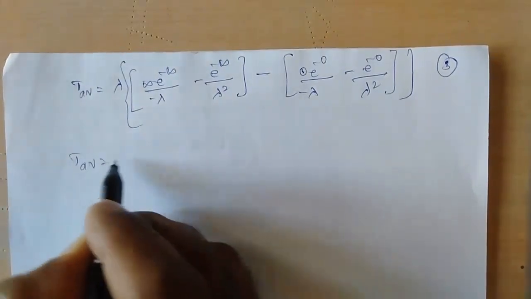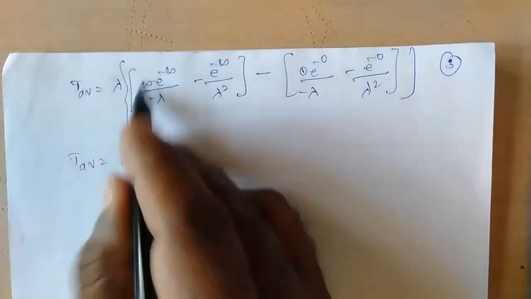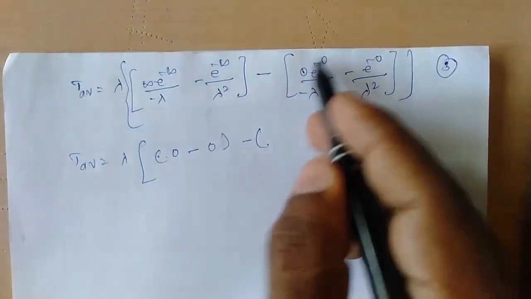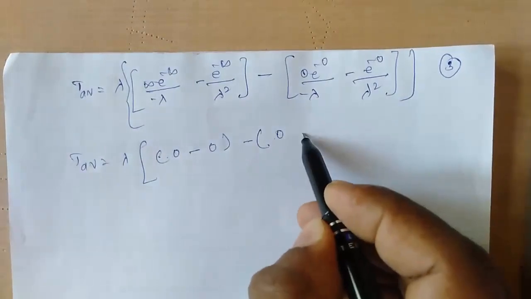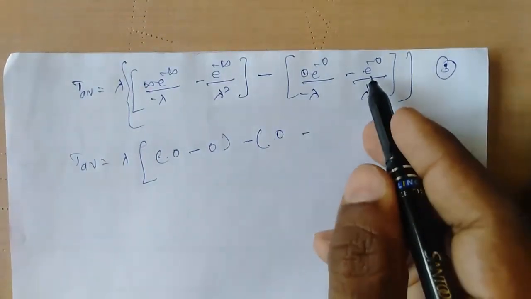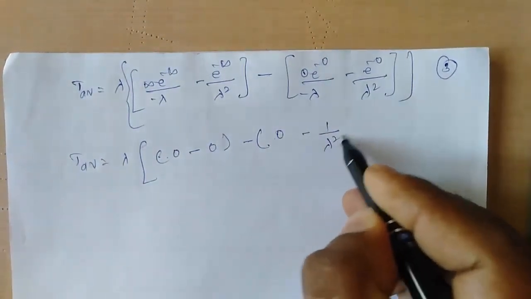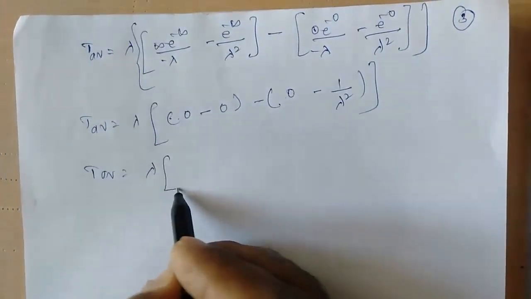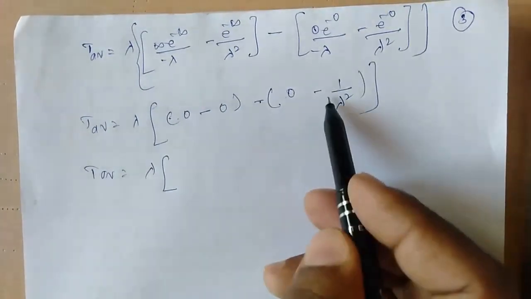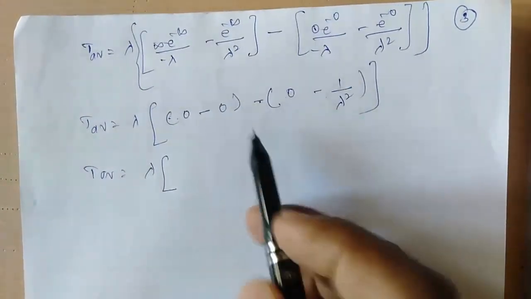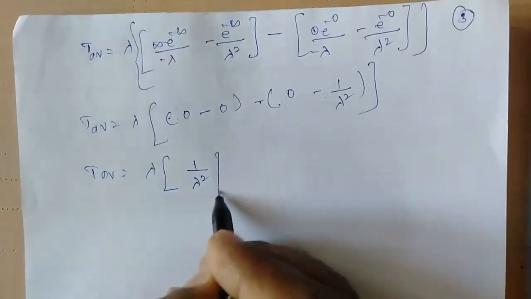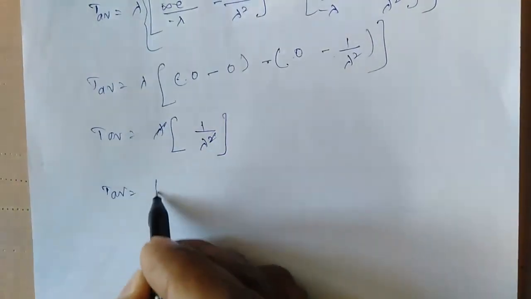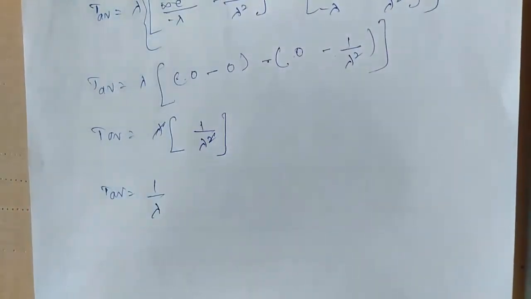If I simplify this, here we get the value as 0, here also we get the value as 0, minus this equation is also 0, minus this e to the power of minus 0 means it will be 1 divided by lambda square. Now T average is equal to, keep this lambda as it is, this minus into minus becomes plus, so it will be 1 by lambda square. So T average is equal to, this lambda and this lambda get cancelled, so this is 1 divided by lambda.